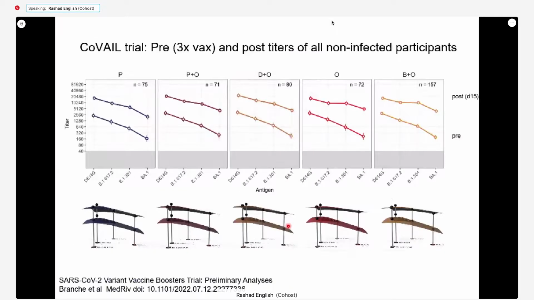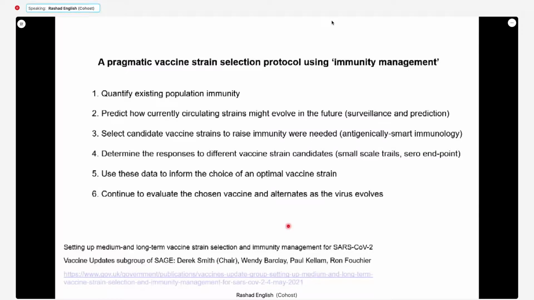Finally, what I'm going to do is talk about what we think is a pragmatic approach for using best computational and experimental combined estimates for improving vaccine strain selection with this protocol, which we have proposed for flu. We're very much tied in with Dave Wentworth on this for how to advance the vaccine strain selection in flu, and the link at the bottom is for a document that Wendy Barkley, Paul Callan, Ron Fouché, and myself did for the UK government for medium and long-term vaccine strain selection for SARS-2. Step 1, quantify the existing population immunity.